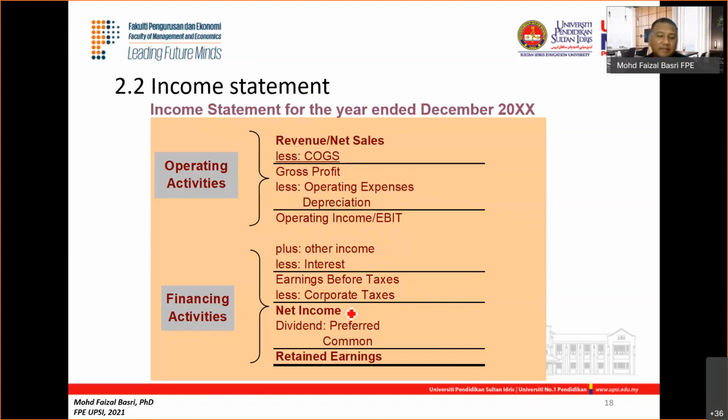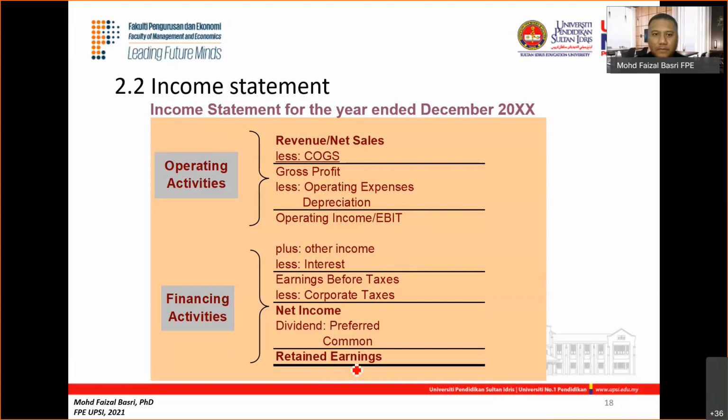Sometimes the information can go further by explaining about dividend. After the net income, obviously, the company will announce the dividend payment to the shareholders, either to the preferred shareholders or the common shareholders. So from that income, they will pay dividends. And as I said earlier, the balance from the dividend payment will be kept in the retained earnings.